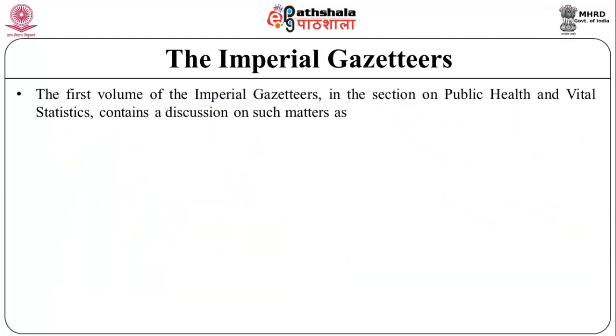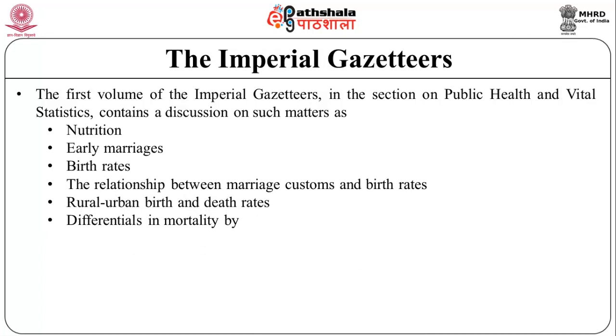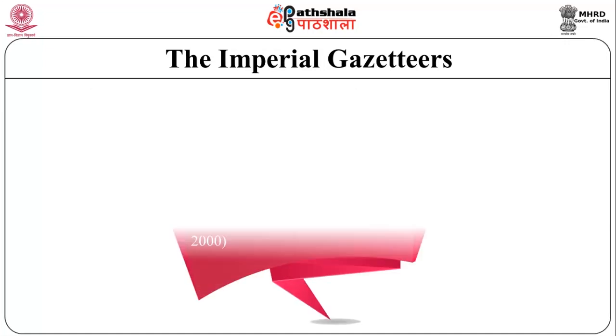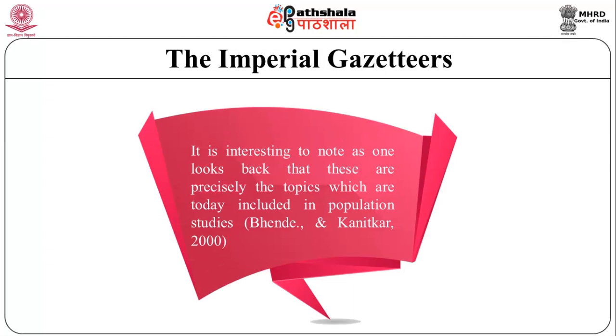The first volume of the Imperial Gazetteer, in the section on public health and vital statistics, contains a discussion on such matters as nutrition, early marriage, birth rates, the relationship between marriage customs and birth rate, rural-urban birth and death rates, differentials in mortality by sex, religion, rural-urban residence, infant mortality, causes of death, health conditions in the European and the native army, etc. It is interesting to note as one looks back that these are precisely the topics which are today included in population studies.